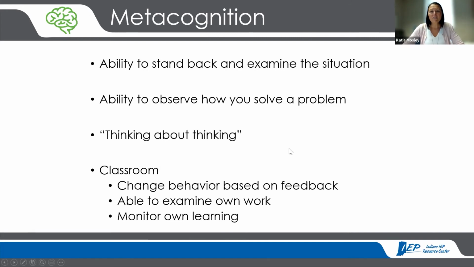So metacognition is really a much more advanced skill. It's the ability to stand back and examine the situation. Can I remove myself? Can I objectively think through what needs to happen next? It's the ability to observe how to solve a problem. So that's a very complex networking in our brains, right? Is to figure out how to solve a problem. Metacognition is really just thinking about thinking, which is a hard concept. This would be a very difficult concept for young children.